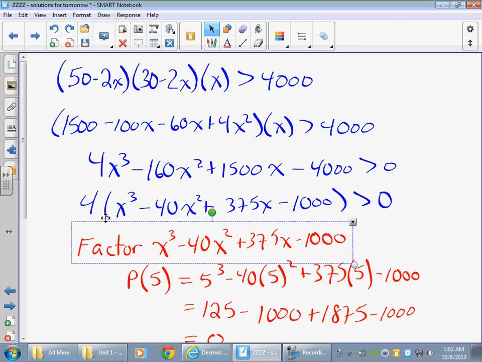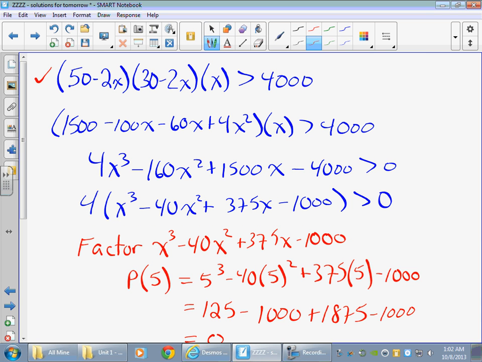So this is the equation we started with, greater than the 4,000. I expanded it out. Along the way I probably skipped a few steps here and there, but if you wanted to test it and check it out, you could do it in a couple more steps, or if you're comfortable with the steps I did, that's fine as well. I've just multiplied through, subtracted the 4,000 to the left, and then took a common factor of 4 to deal with smaller numbers, divided that out, and we need to then factor what's left over, which is x cubed minus 40x squared plus 375x minus 1,000.